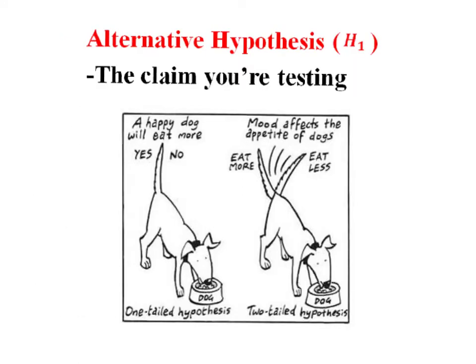Here are a couple of examples of your hypothesis. A happy dog will eat more is a one-tailed hypothesis. We have said there what direction the dependent variable is going in, so there will be more food consumed. A two-tailed hypothesis will just say that mood will affect the appetite of the dogs, but it doesn't say whether they will eat more or eat less. So the one-tailed hypothesis is also known as directional, and the two-tailed is also known as non-directional.